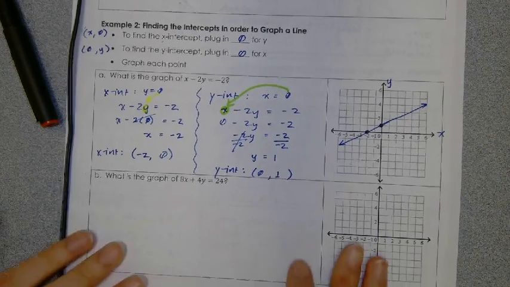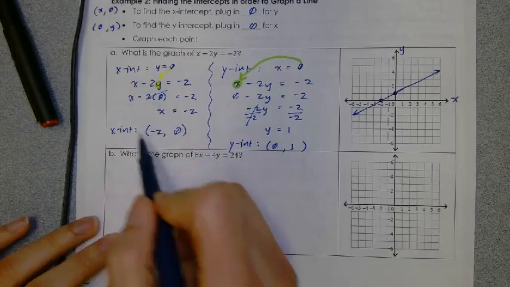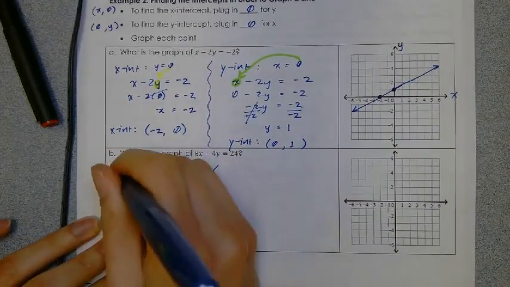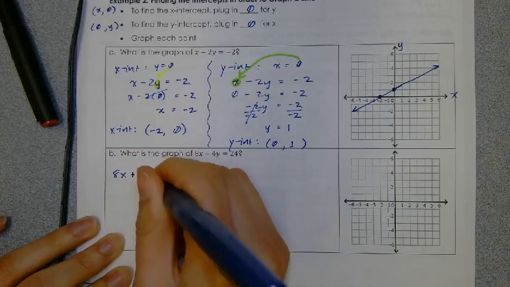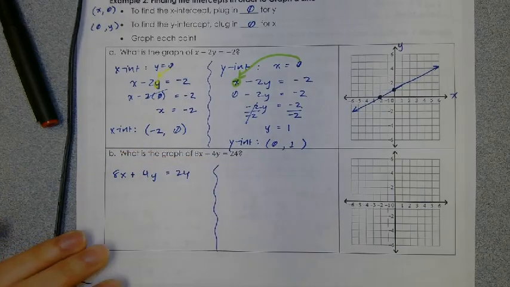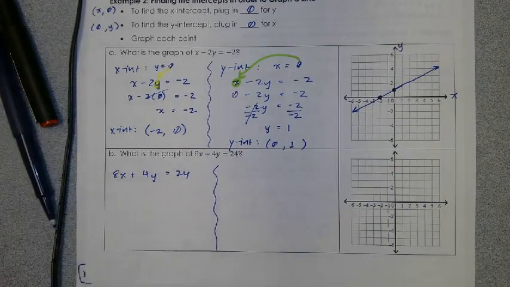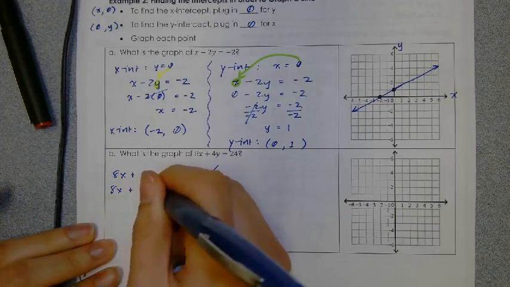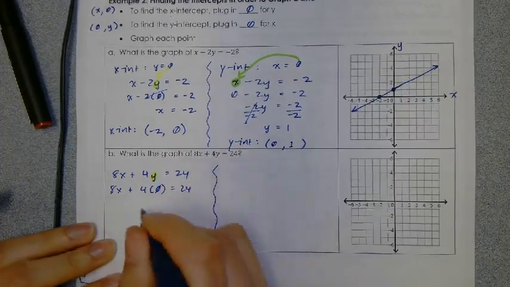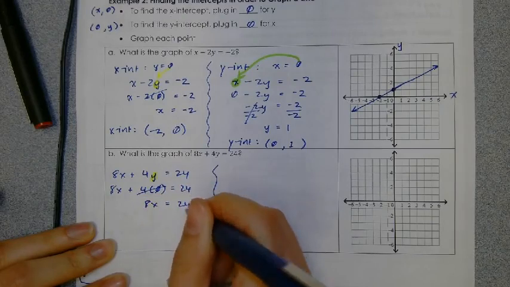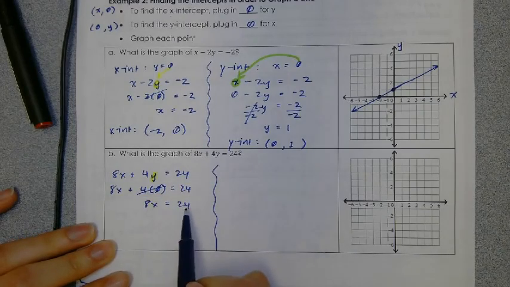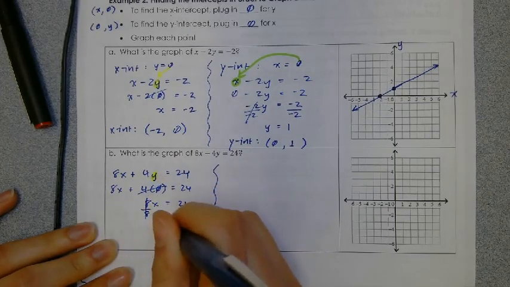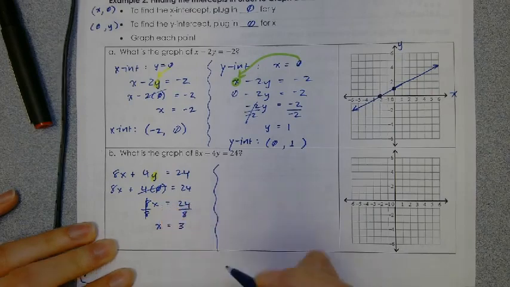Okay, let's do the same thing here. I'm going to go a little quicker. Again, same process. I'm going to take my equation and I'm going to substitute. First, I'm going to change that y to 0. This will be my x-intercept. And I get 8x equals 24. I'll divide both sides by 8, and I get x equals 3.